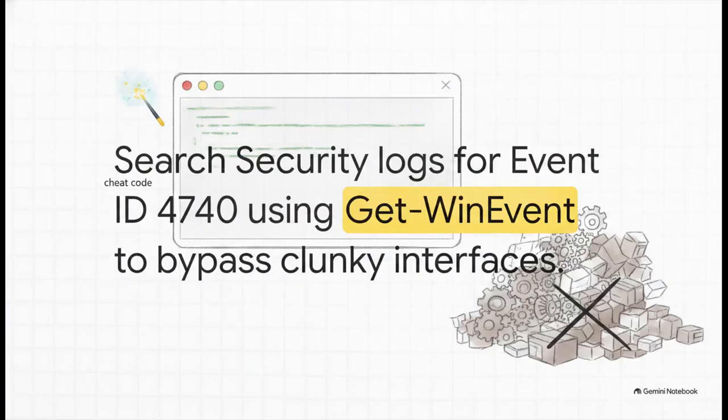Now, obviously, scrolling through massive domain controller security logs manually can take forever. Nobody has time for that. This is exactly where PowerShell becomes your best friend. By running this Get-WinEvent cheat code and filtering the hash table for the security log and event ID 4740, you can instantly search for that specific lockout event. It completely bypasses that clunky Event Viewer interface and gets you that caller computer name in seconds.